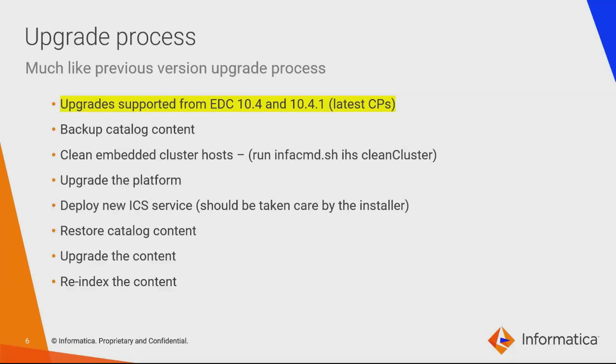So moving on, in the upgrade process, typically these are the major highlights. You first take a backup of the content, then your Hadoop cluster would get cleaned up, and your platform would get upgraded. Once the platform is upgraded, a new ICS service will get deployed. ICS stands for Informatica Cluster Service. Once that ICS service is deployed, your backup content is restored, upgraded, and reindexed, at your disposal.